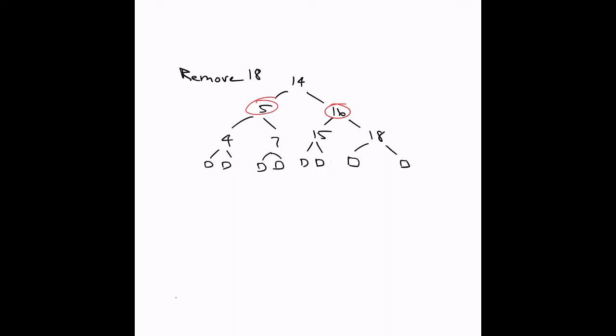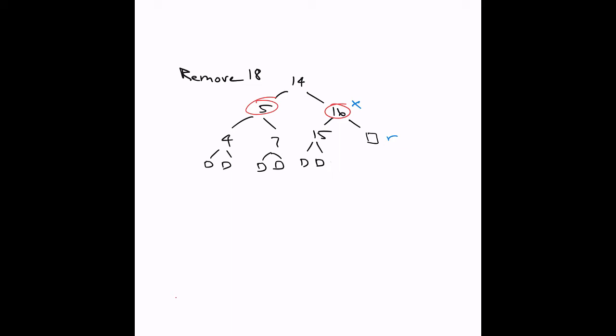Now we're going to remove 18. It's a black node, so it's going to require some restructuring. V is the node we want to remove. X is its parent. W is an external node, and R is the other child. To perform the removal, we remove V and W and replace V with R. Here's the tree after the removal of the node.